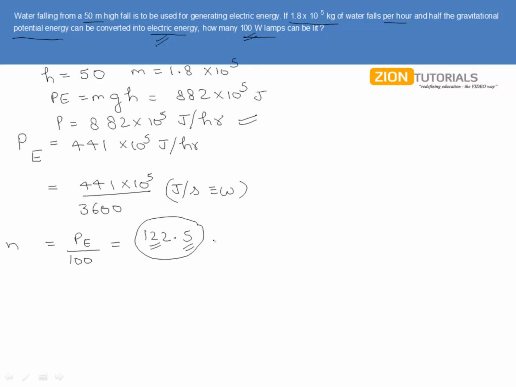Now this means that 122 lamps can be lit, but the other one cannot be because it is 0.5. It would have been lit if there had been one whole, but it is lacking some power to actually make 123. So we will be writing it as 122. Don't approximate it as 123 because it won't be able to supply that much power. Keep this in mind.